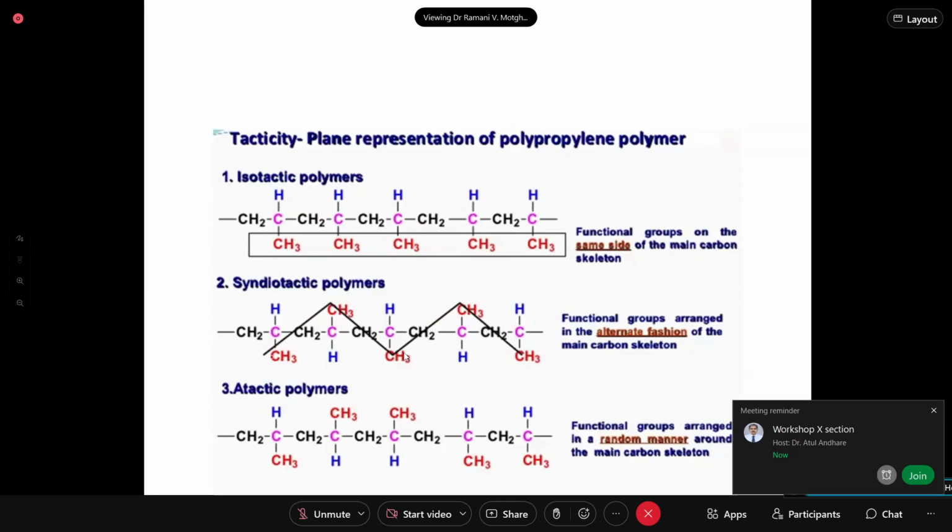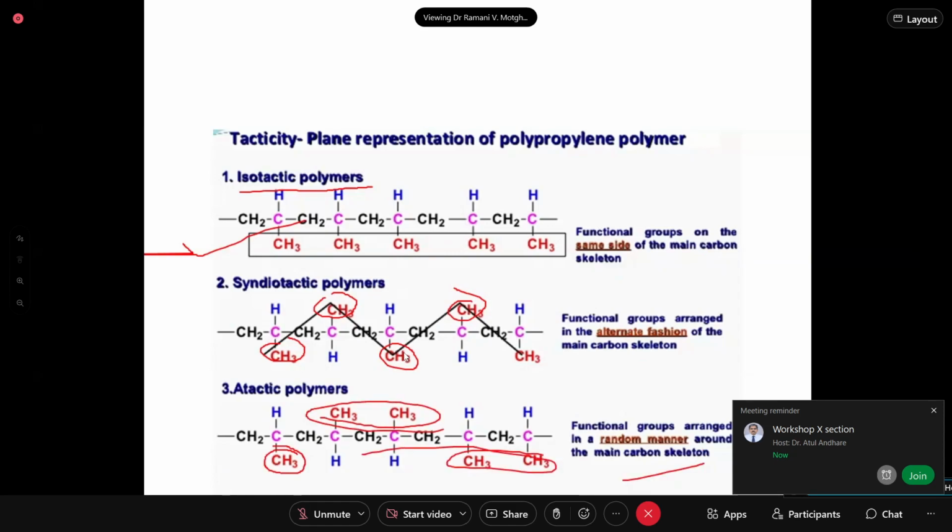may be atactic, isotactic, or syndiotactic. Now, plain representation of polypropylene polymer. Now, isotactic polymers, they are on one side only, the methyl group. The functional groups on the same side of the main carbon skeleton, they are isotactic. Then, if the groups are alternating on the two sides, then it is termed as syndiotactic. And if they are randomly arranged, sometimes on this side, sometimes on that side, then it is atactic polymer.